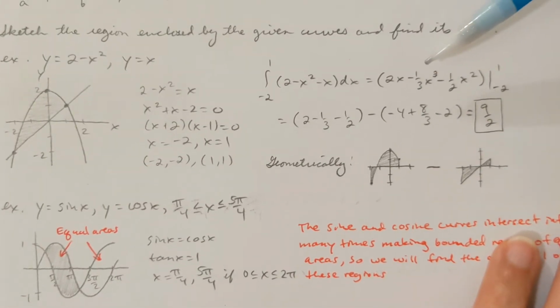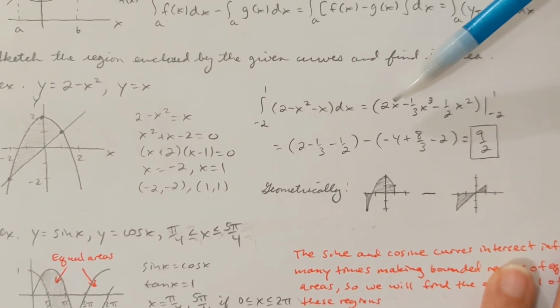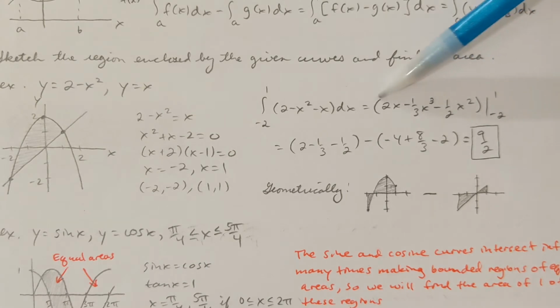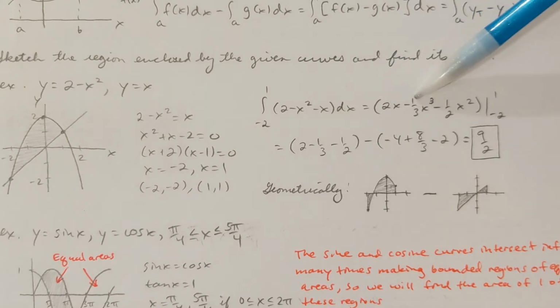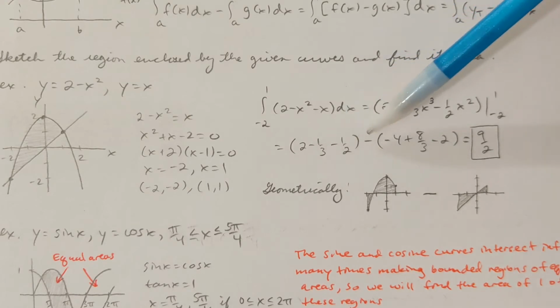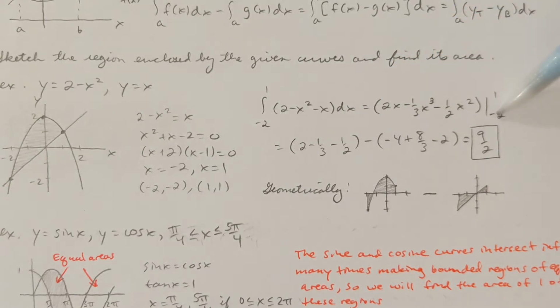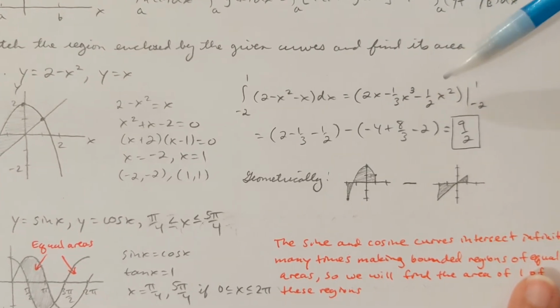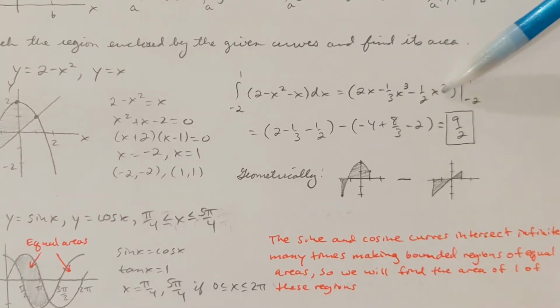And we can get the antiderivative next. It's going to be 2x minus 1/3 x cubed minus 1/2 x squared. We're evaluating this from -2 to 1. Plug in the bounds. When you plug in 1, it's going to be 2 minus 1/3 minus 1/2, and then minus. When you plug in -2, you're going to have -4 plus 8/3, and then minus 4 over 2, which is 2.